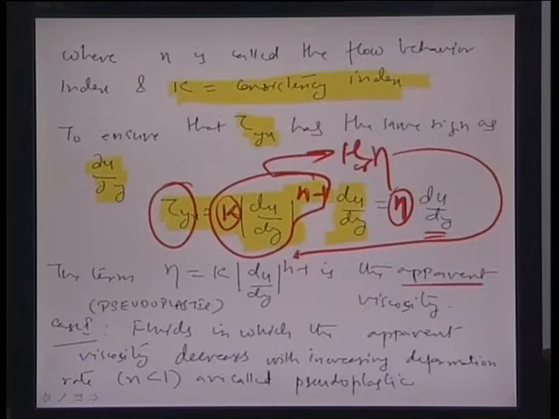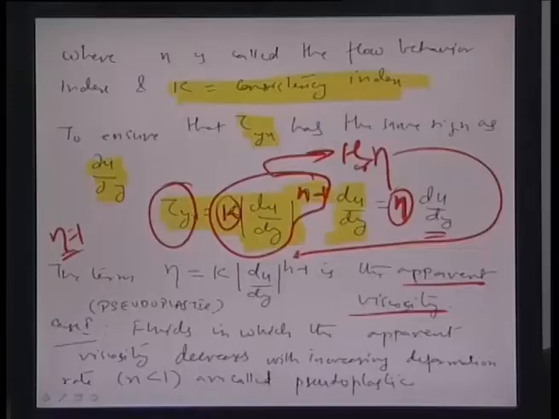This is really not the real viscosity. So if your n is 1 really, in that case the eta comes out to be constant, which is the case of Newtonian fluids. And if it is more or less than 1, there would be different properties associated with that fluid. So let's look at the case where this n value is less than 1.